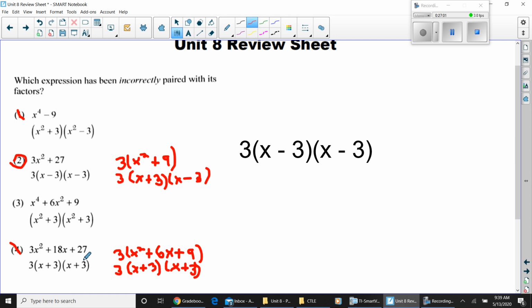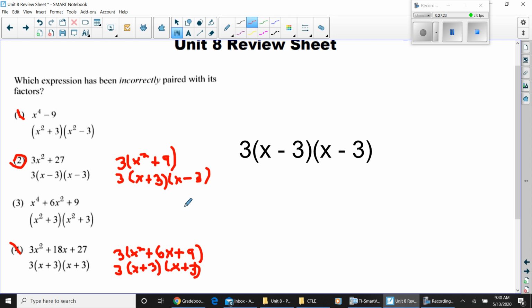That works. This one I went to first because I saw the greatest common factor of 3 that was factored out. And this was pretty easy as far as factoring out the binomials there because it was all positives. So 3 times 3 is 9, 3 plus 3 is 6. So that works out, and that's correctly paired.